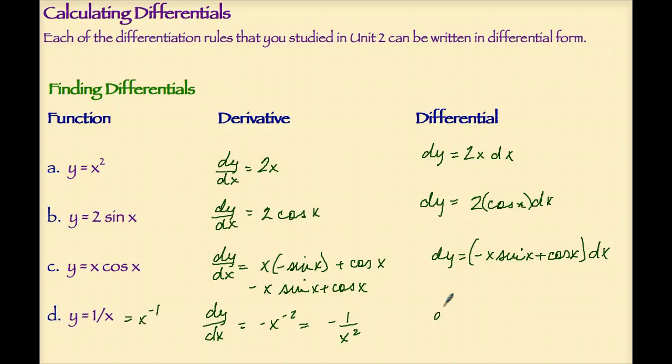Now let's write this in differential form. dy is equal to negative 1 over x squared dx.